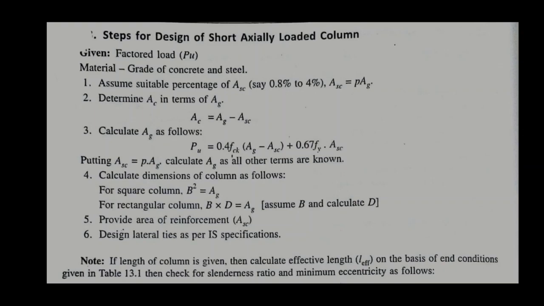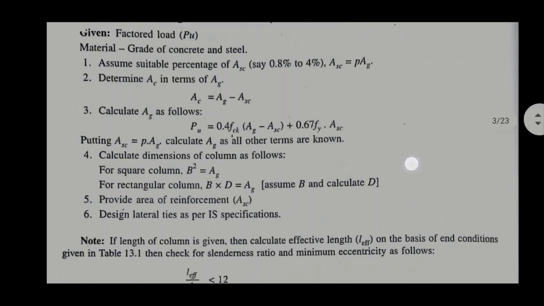So number 4, calculate dimension of column as follows. For square column, B square equals Ag. For rectangular column, B into D equals Ag, where we assume B and calculate D. One value we should assume and one we have to calculate. Now provide area of reinforcement and then design the lateral ties as per IS specification.